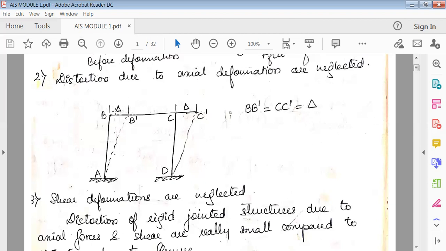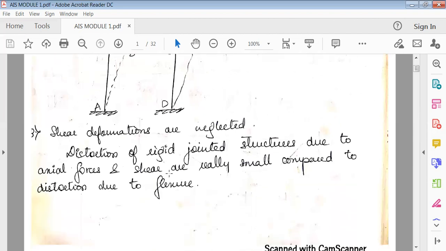Now this distortion is neglected. What we are going to assume is that even if there is any sway force acting on the beam, because it is very negligible, it is assumed to be zero. So distortion because of this sway force is neglected, more specifically in framed structures. This is the second assumption.